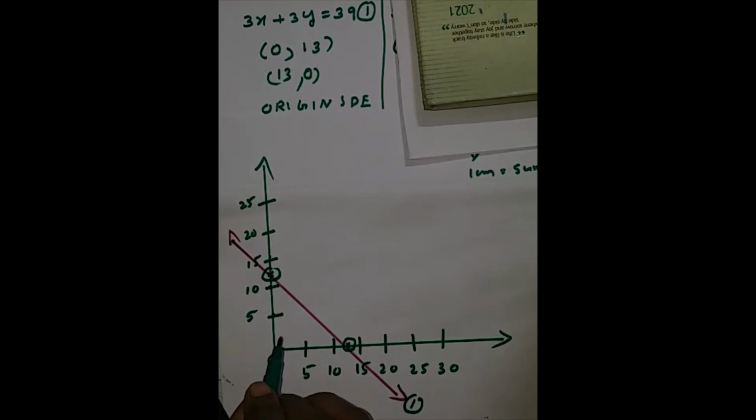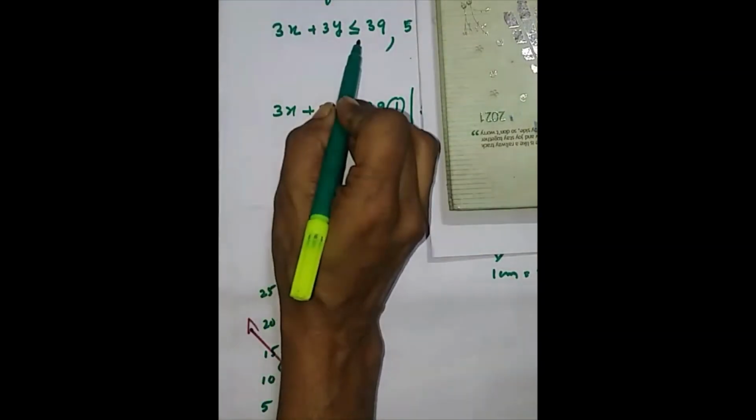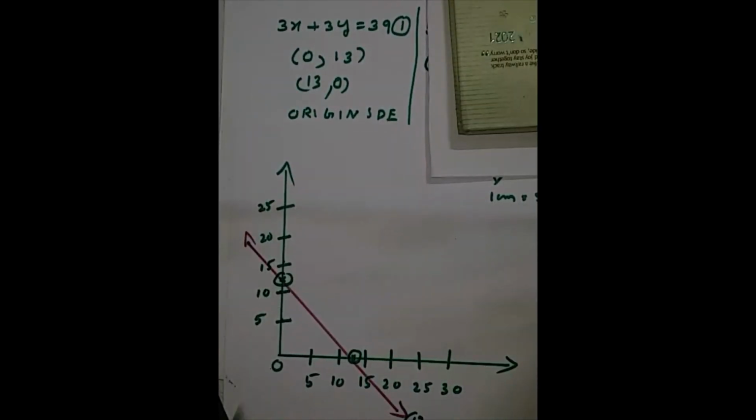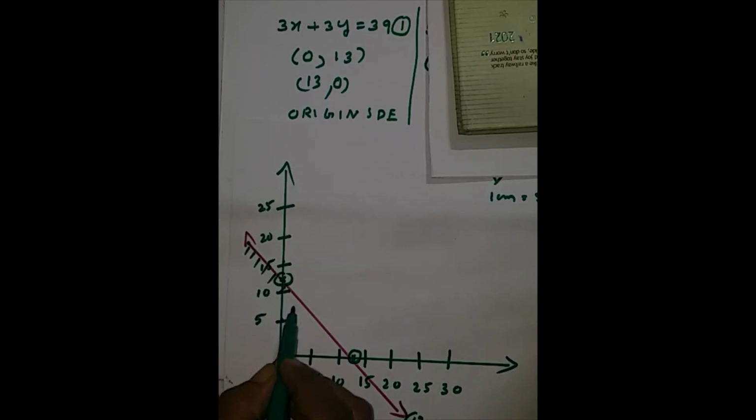Now we will draw the second line. Here this is the origin side. This line is 3x plus 3y equal to 39. This inequality is this one. The solution of the inequality is the origin side. So origin is here, we have to shade this side. Only shade, or keep in your mind which region is coming. Only the final feasible region you shade.